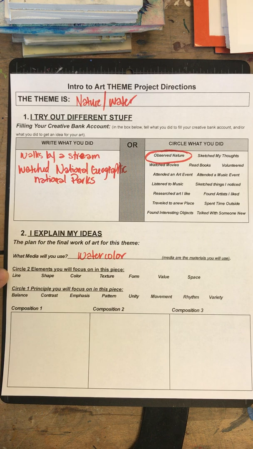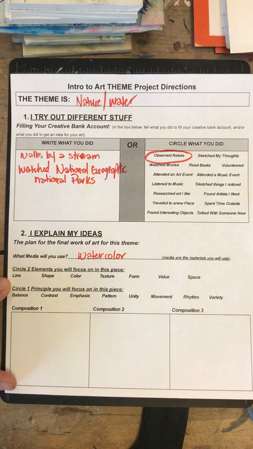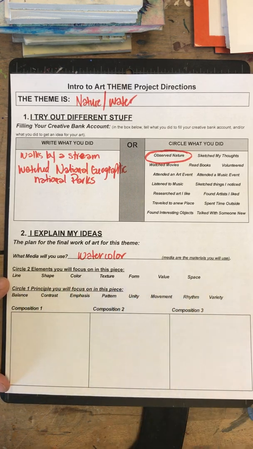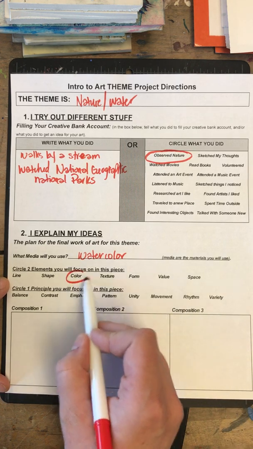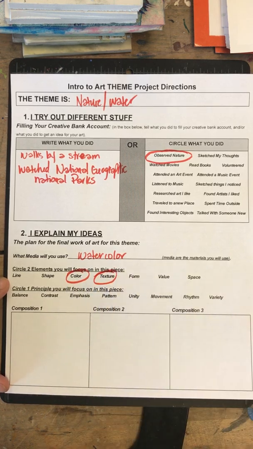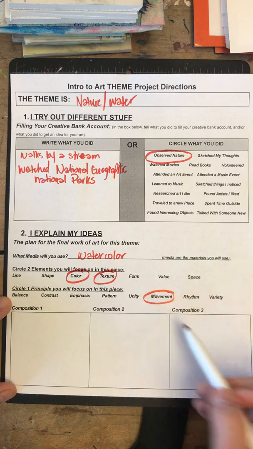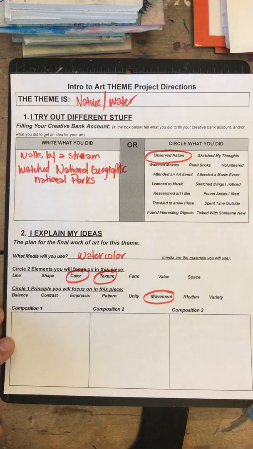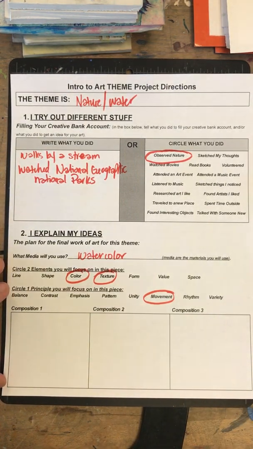Circle 2 elements you will focus on in this piece. For this, we haven't been able to go over vocabulary as much, so just do the best that you can. These, like line, shape, color, texture, form, those you've gone over since elementary school, so I just have to think, you know what, in my watercolor, color is going to be pretty important, and I'm going to do a lot with texture. And then principles, again, just do the best you can. If you can't think of one, that's okay. But you know what, I really want there to be a lot of movement because I want the water to be moving.